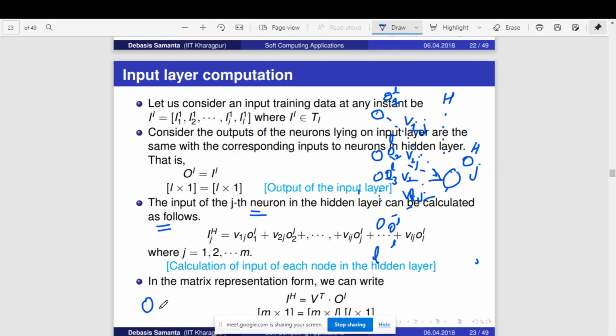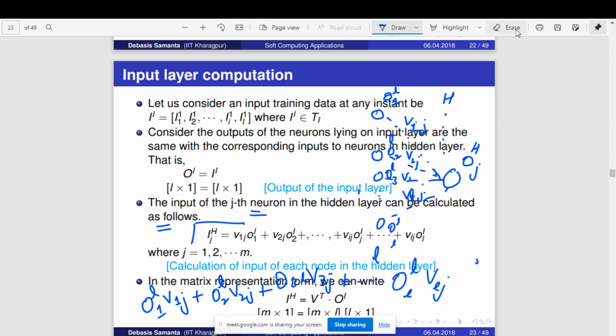O1L into V1J plus O2L into V2J plus O3L into V3J, so on and so forth. At last, OLL into VLJ. Good. Okay, so that is what this equation says.